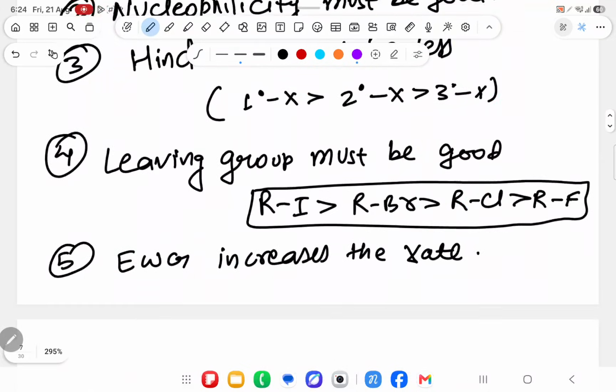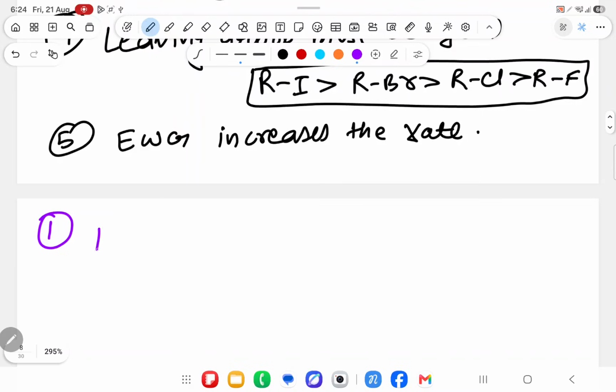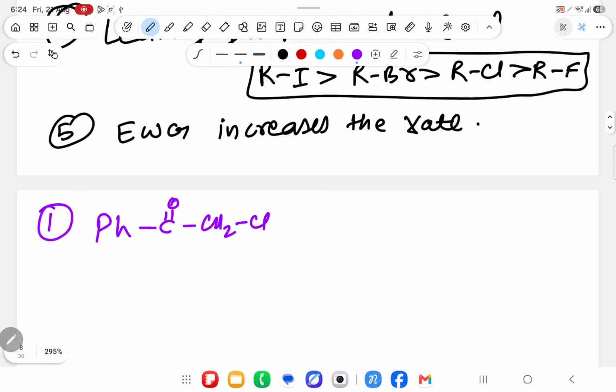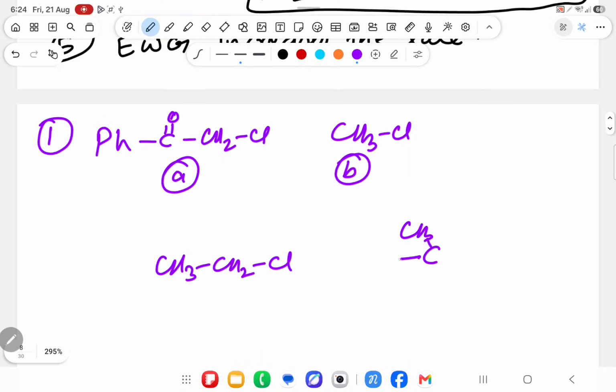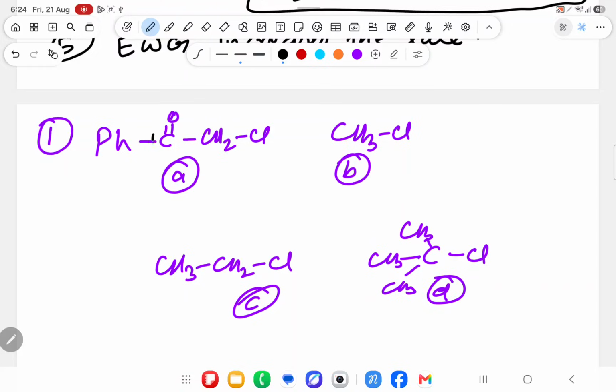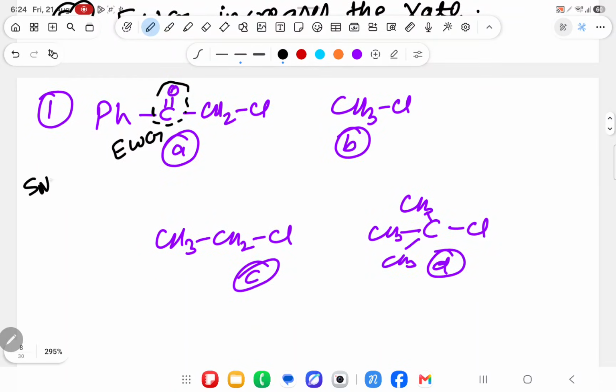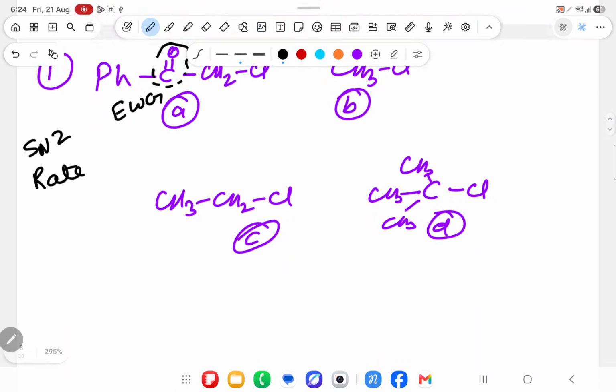Points are very important. Now first question. Suppose I have written that we have PhC double bond O CH2Cl. Second CH3Cl. Suppose this is A, this is B. Then third one CH3CH2Cl. Fourth one (CH3)3CCl. This is C, this is D. What will you say? Sir, over here we have an electron withdrawing group. The question asks which has more SN2 rate. So what will you say?